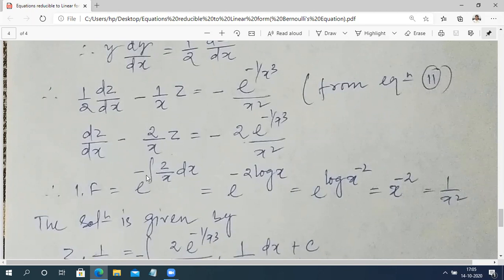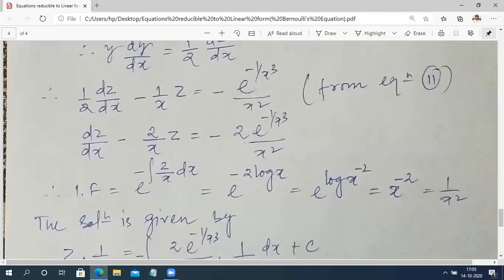So the integrating factor will be e raised to the power integral of minus 2 by x dx. If you write 2 outside the integration sign, it will be minus 2 log x. If you write this minus 2 in the power of x, it will be log of x raised to the power minus 2. So it will be only x raised to the power minus 2, that is 1 upon x square.